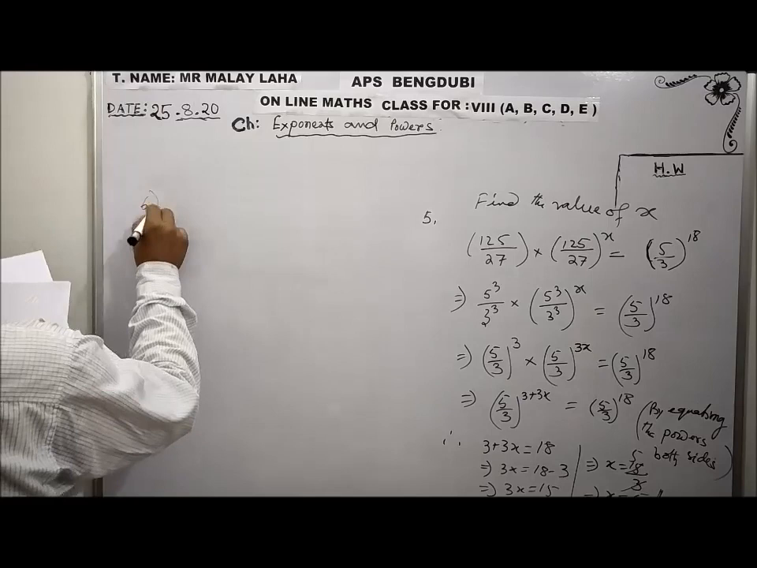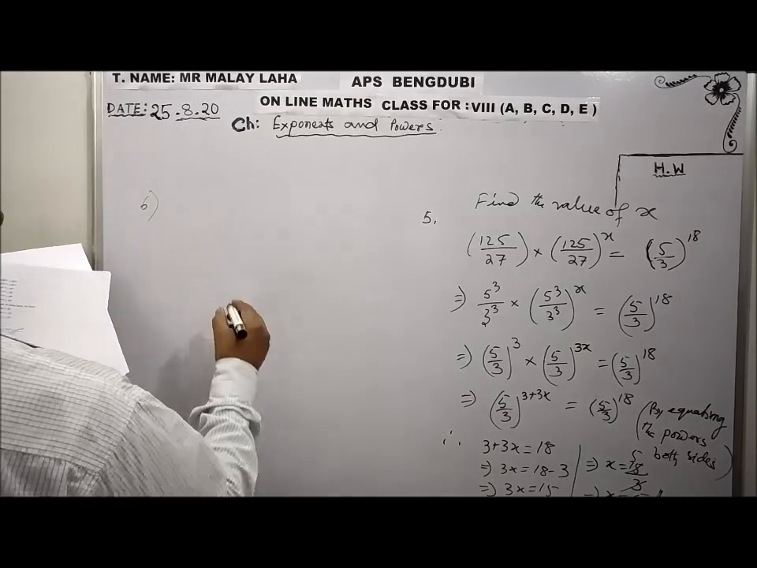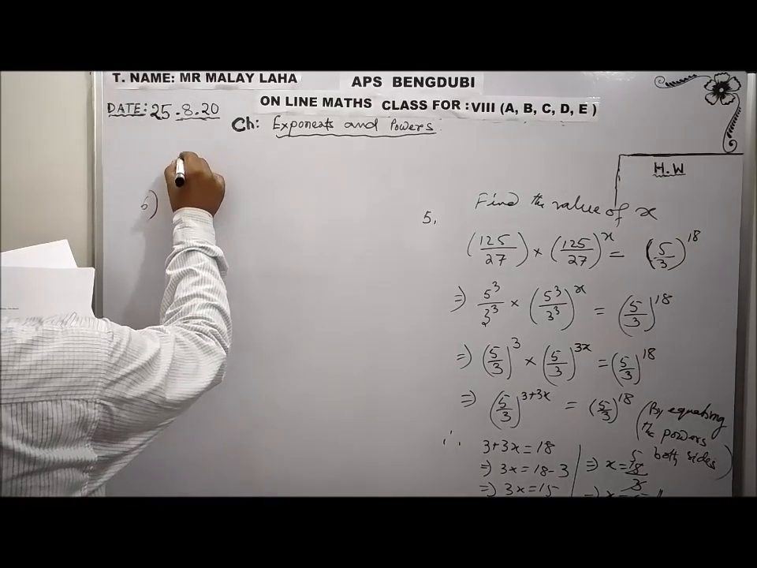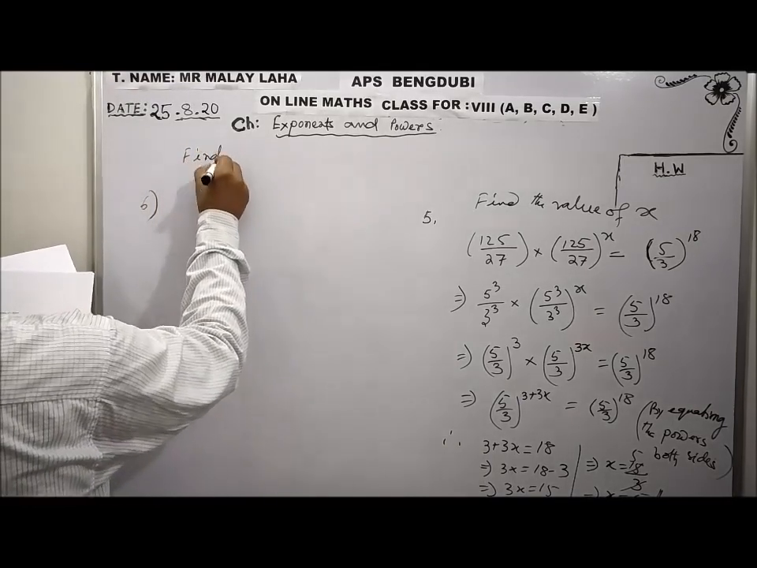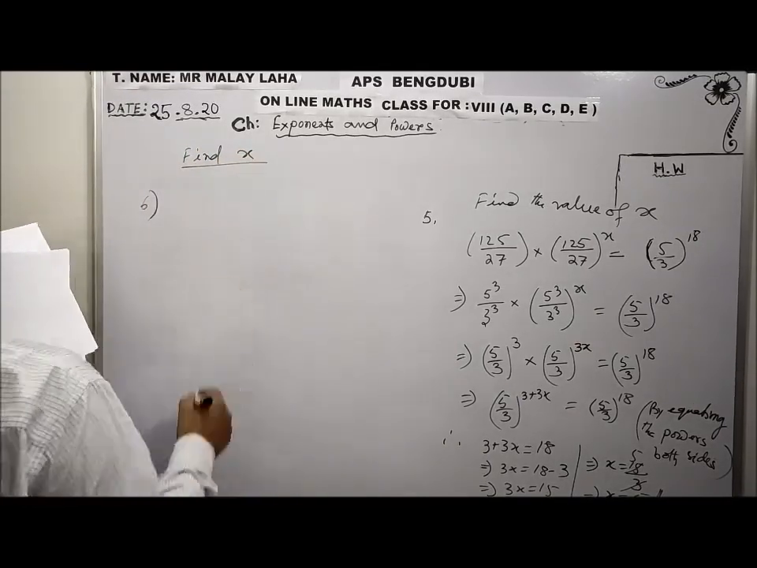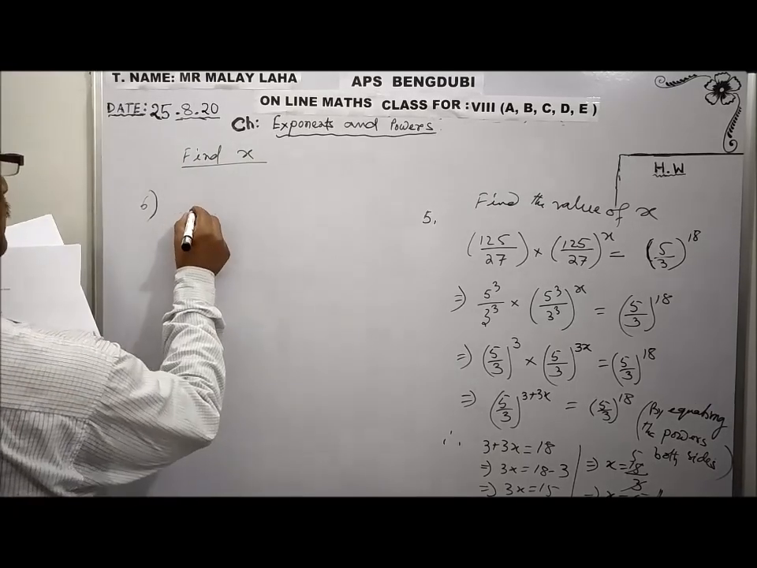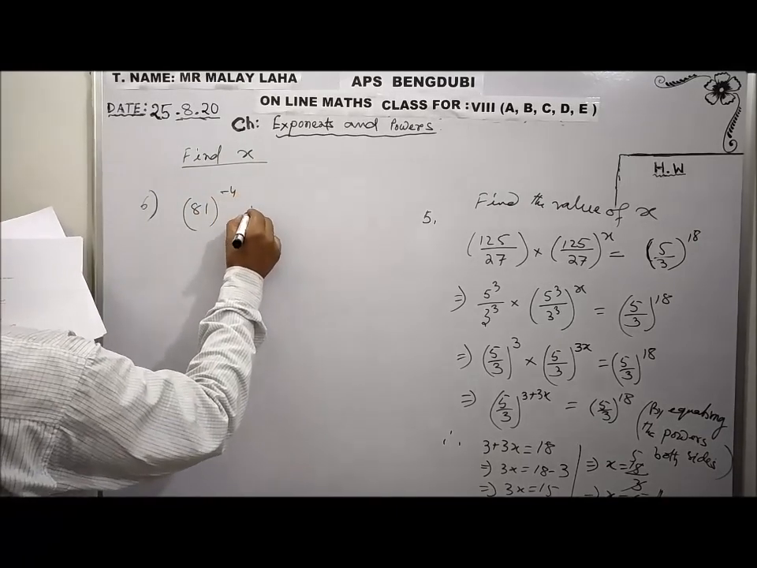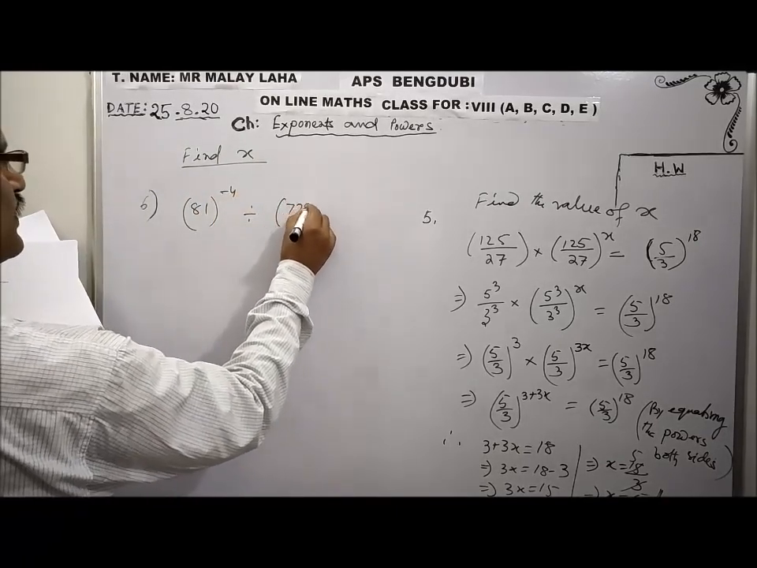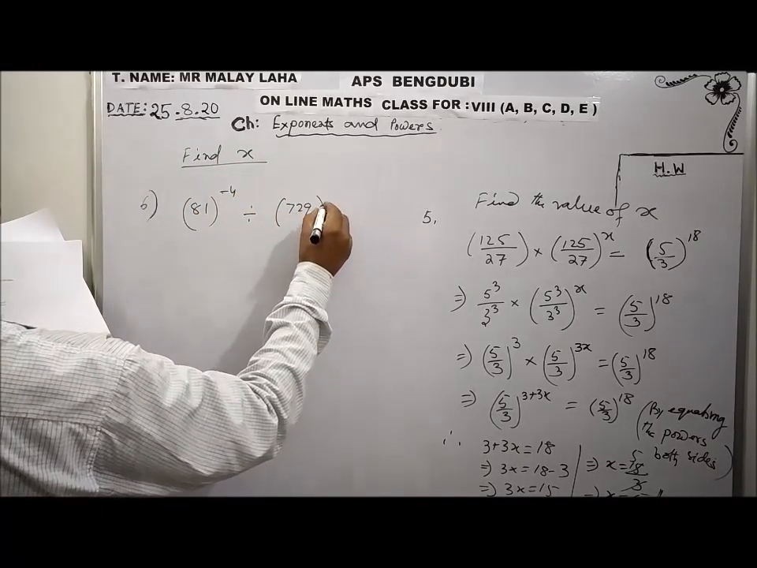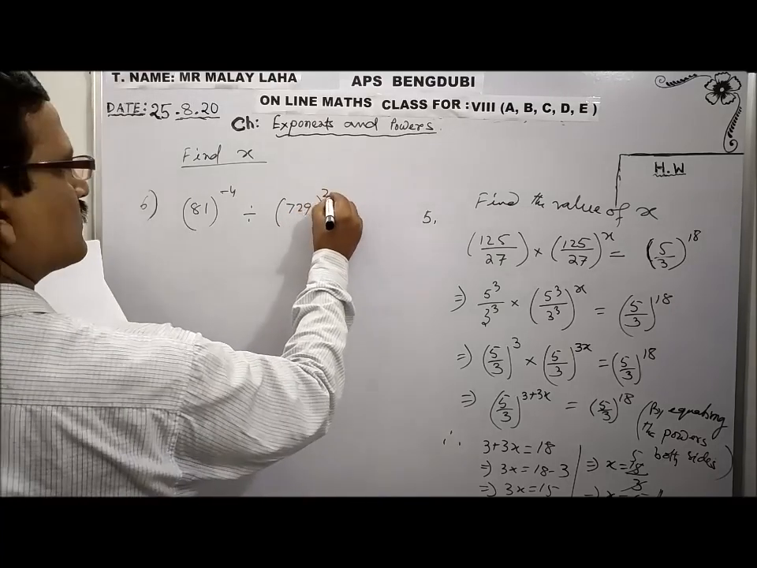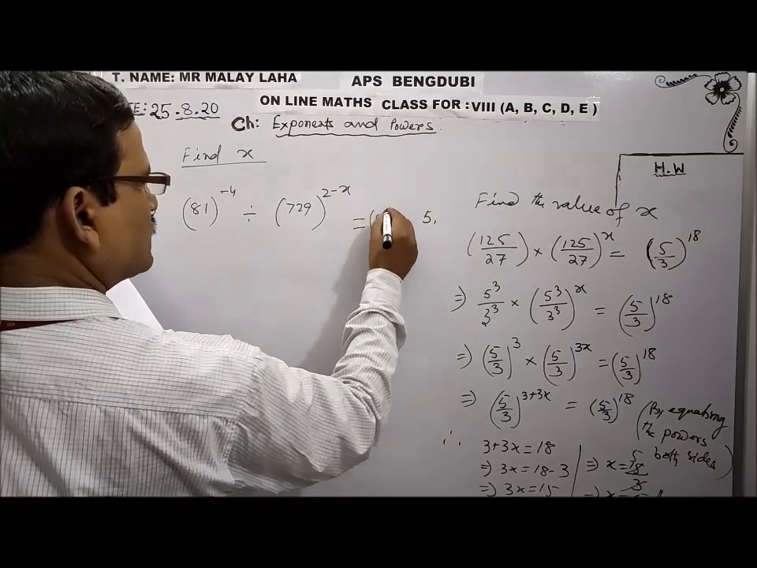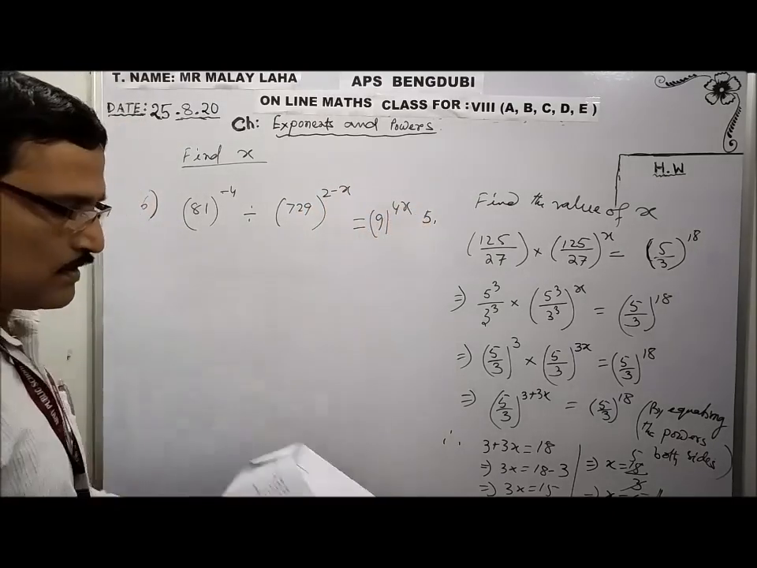Question 6. So here find the value of x. Here also find x. So 81 raised to minus 4 divided by 729 raised to 2 minus x, that is equals to 9 raised to 4x.